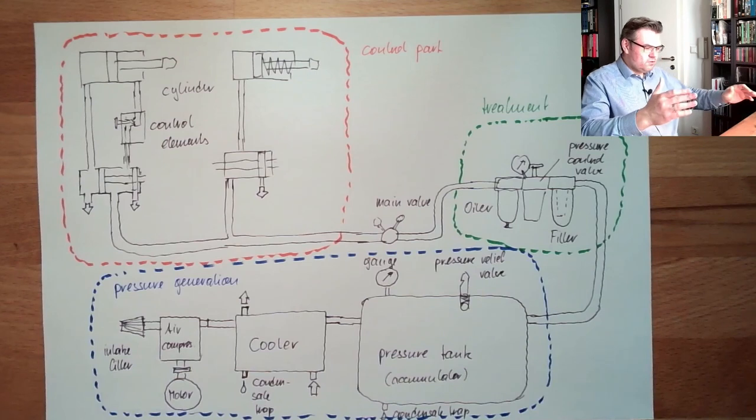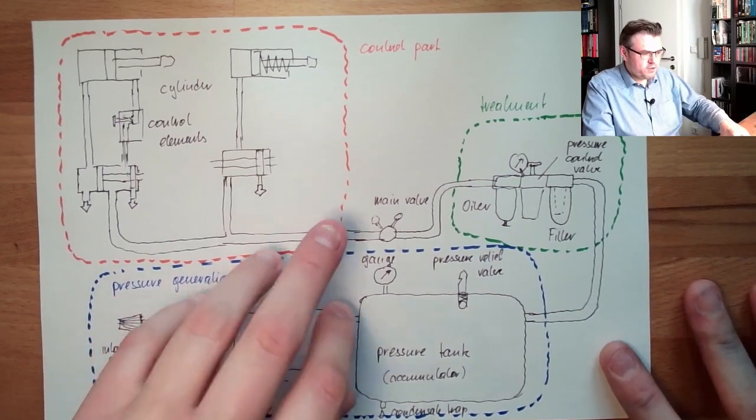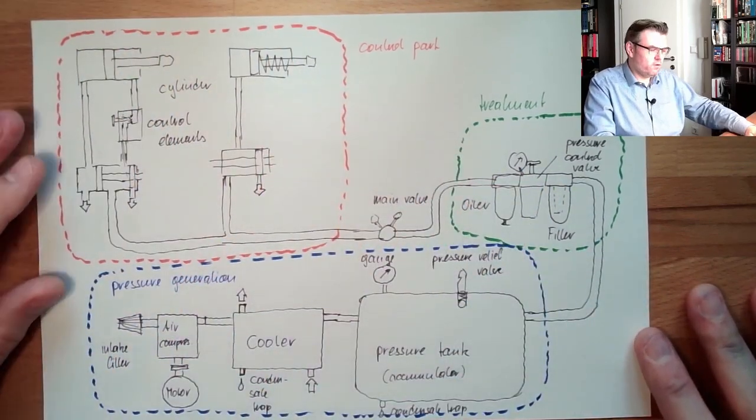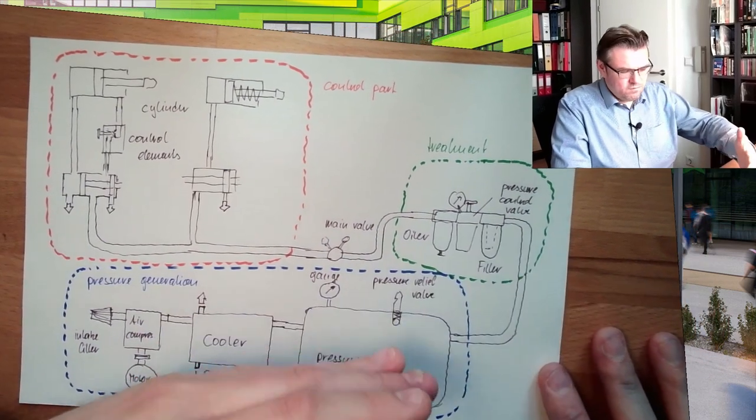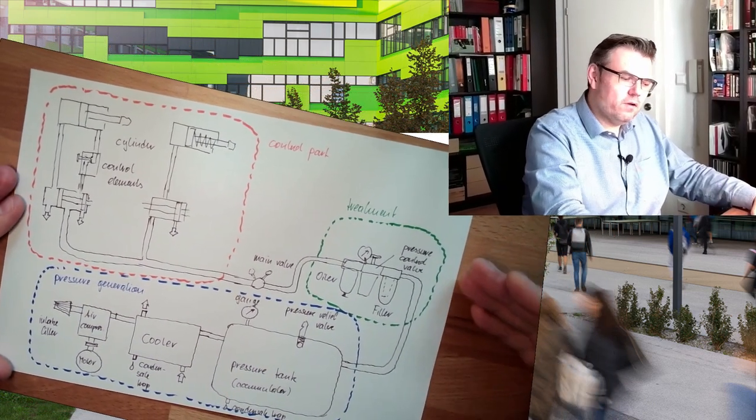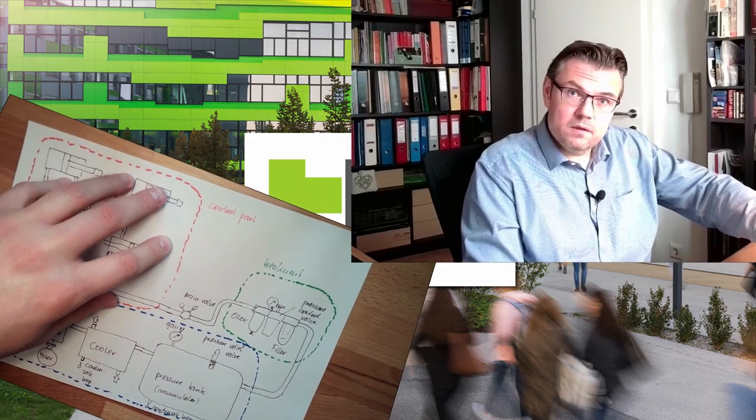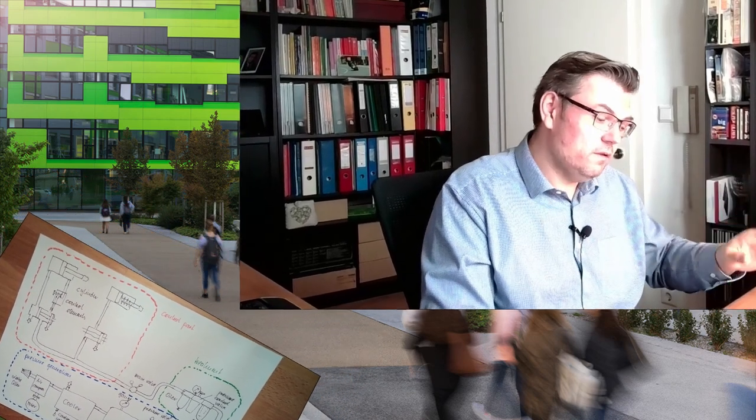This is the typical structure of a compressed air system, of a pneumatic system. We have pressure generation, we have the treatment part, we have the control part, and we're going to talk about all those parts in the next few videos. We're going to talk about compressors, controllers, and pressure tanks, which is just a tank, a vessel. And then there is the treatment part, where we're going to talk about the filter, the pressure control valve, and the oiler. And then we are going to talk about the big part, the control part. First we're going to talk about the working elements, then we're talking about the control elements, valves and so on. These are our topics in the next few videos.